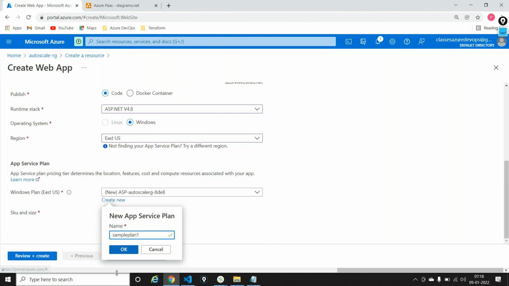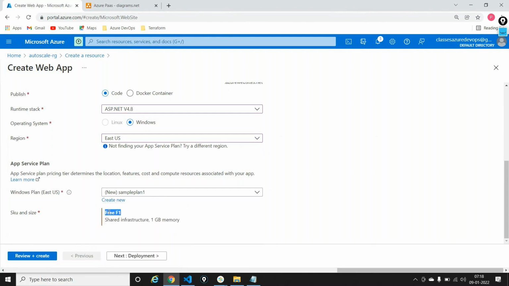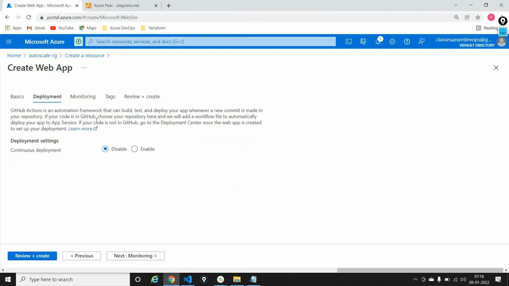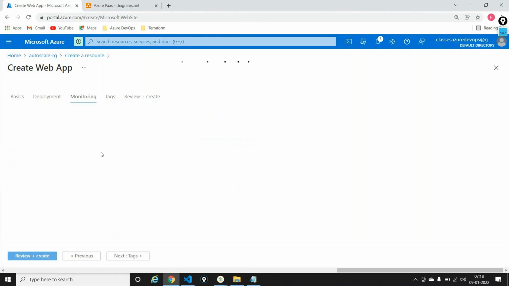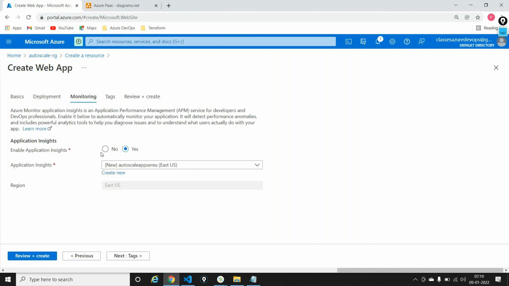As of now, I'm just creating the plan F1 because I don't have an option to change this to any other capacity, since I am using a free trial account. So let's go to deployment. Let's disable this and disable the monitoring also. Let's review and create.